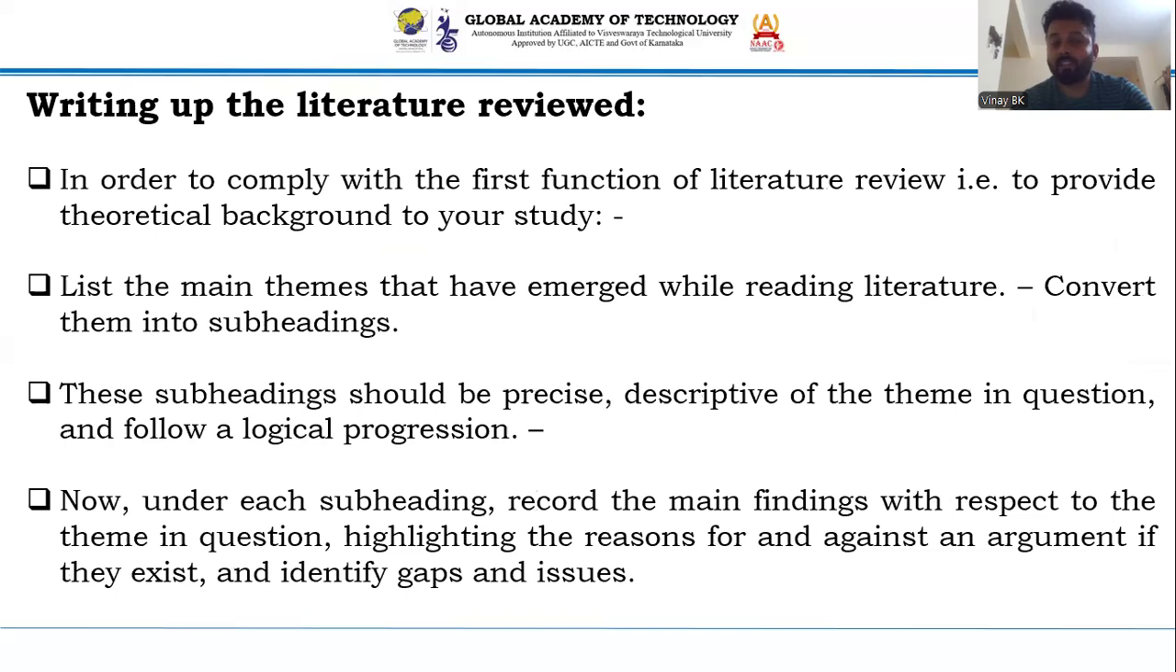Then list the main themes that have emerged while reading the literature, and convert them into subheadings. These subheadings should be precise, descriptive of the theme in question, and follow a logical progression. Now, under each subheading, record the main findings with respect to the theme in question, highlighting the reasons for and against an argument if they exist, and identify the gaps and issues.